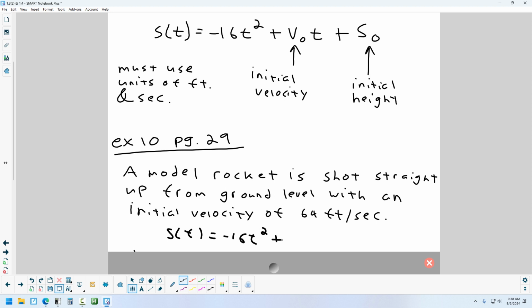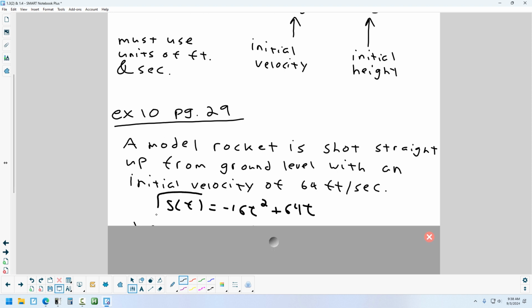Okay. What is the initial velocity in this problem? Yeah, Jack? 64 feet per second. And what is the initial height in this problem? Do you know yet, Edward? It's 0. It says ground level, so it has no initial height. So we don't need to put plus 0. We can just leave our equation just like that.